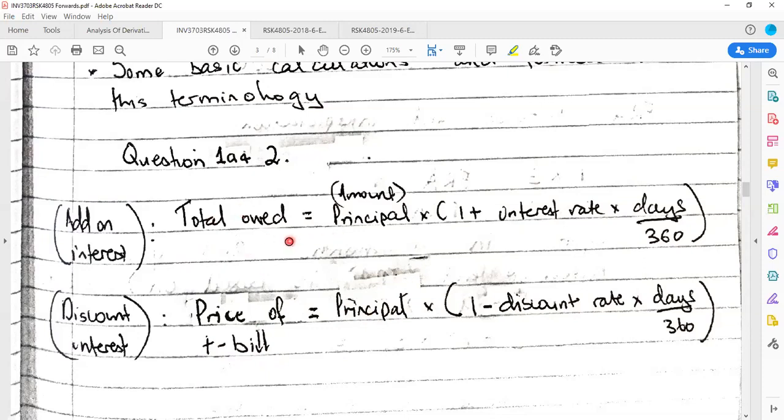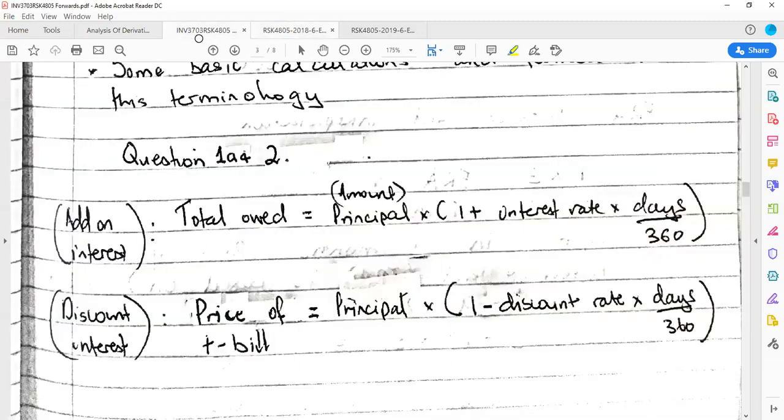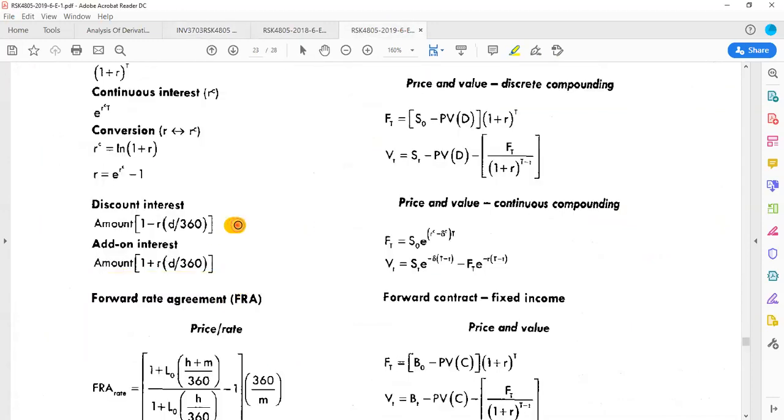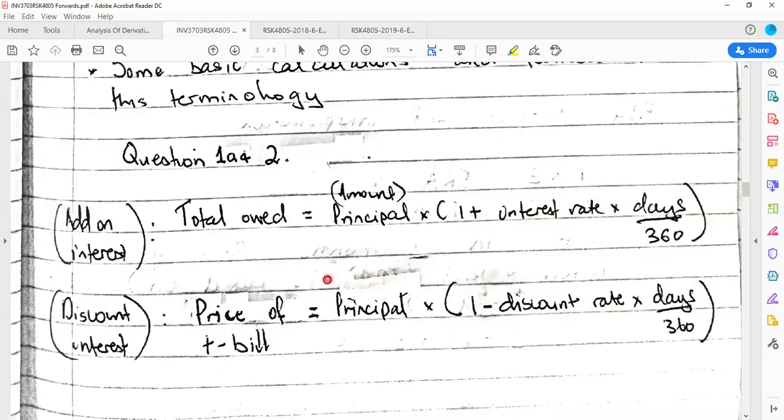What you just have to make sure you know is how to calculate the total amount owed if you're adding on interest and you borrow money using London interbank borrowing rates, and how to get the price of a treasury bill if we've been given a discount rate and the government issued the treasury bill for a certain number of days. So these are two important formulas you have to know about. The one with discount interest is the one for treasury bills, and the other is the one for ordinary London interbank, or LIBOR, transactions between banks.